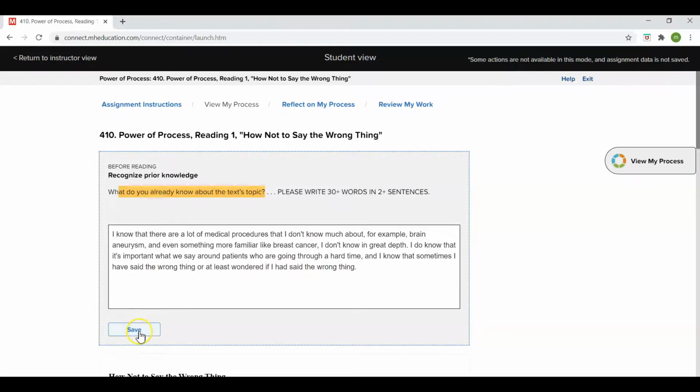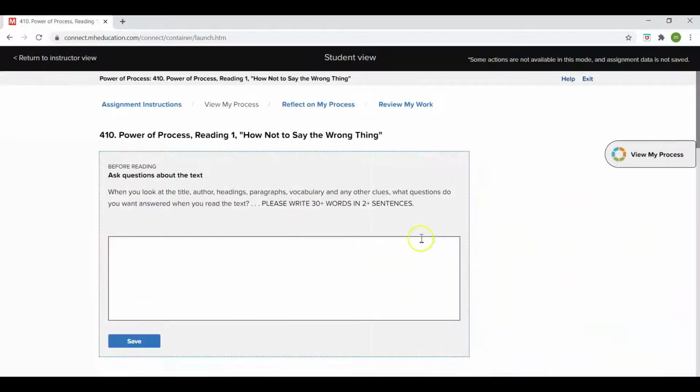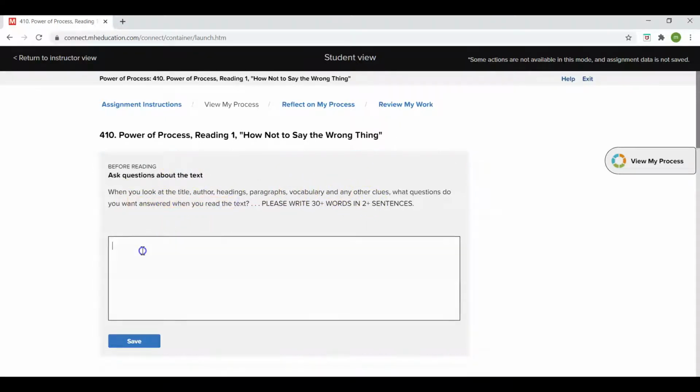I think this does it, right? And notice, I hope you see it's not that hard to do. And then there's this, when you look at again, everything's before reading. What questions do you want answered? So I'm not going to go ahead and type that, but I would put a question.